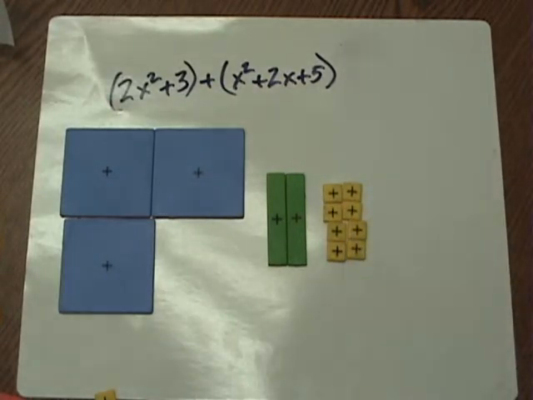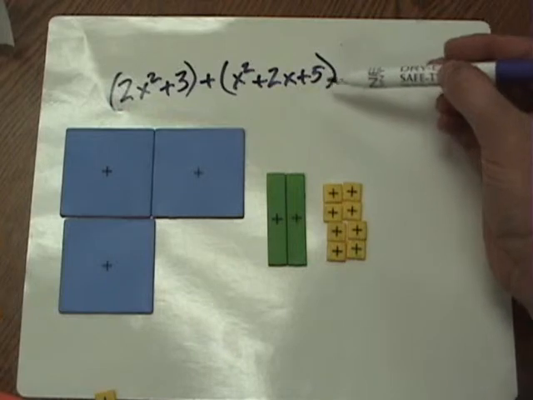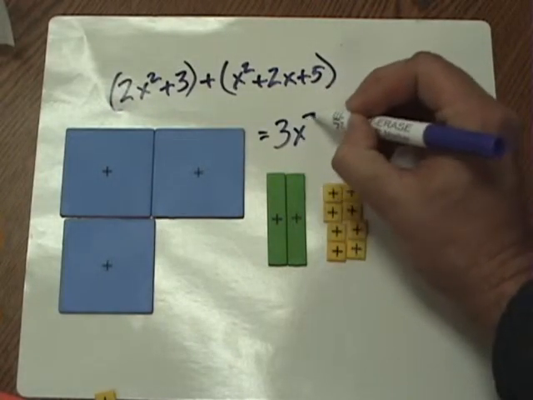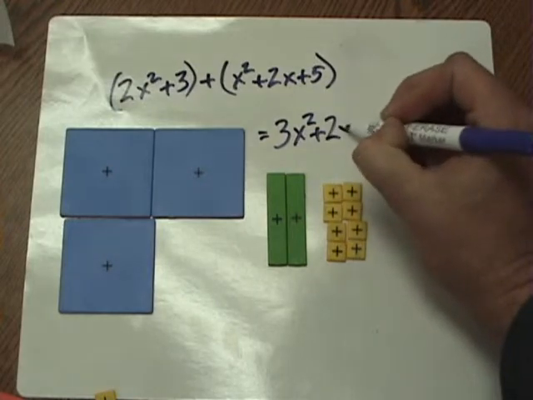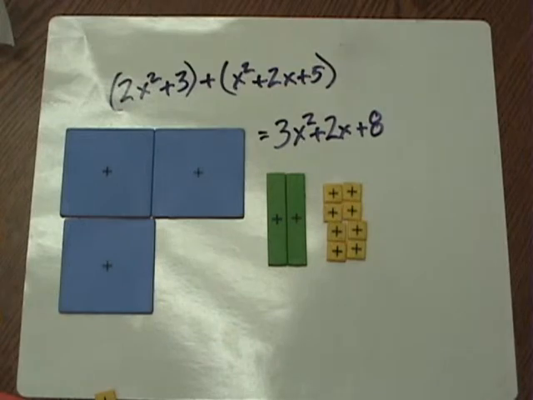Okay? And then after you have the student combine all of the tiles into their groups, going from x squared down to your x's and down to your 1's, then you just have them rewrite it. So we would say that 2x squared plus 3 plus x squared plus 2x plus 5 is equal to 3x squared plus 2x plus 8, because we have 8 1's. Okay? Now, we can do multiplication with these as well.